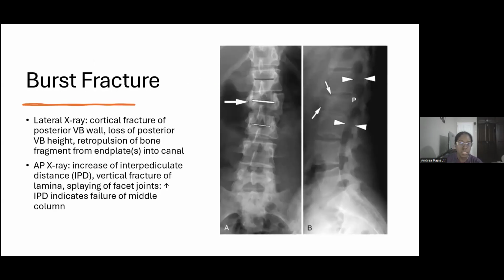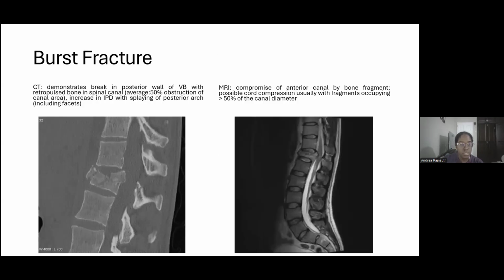Right? So this is a picture showing a burst fracture on the lateral X-ray. You would typically see features showing a cortical fracture of the posterior vertebral body wall, loss of posterior vertebral body height, and retropulsion of bone fragment from end plates into the canal. On the AP X-ray, you may also see increase of the interpediculate distance, vertical fracture of the lamina, splaying of the facet joints, and increase of the interpediculate distance, which indicates a failure of the middle column. Right? This is a slide showing a burst fracture on CT as well as a burst fracture on MRI.